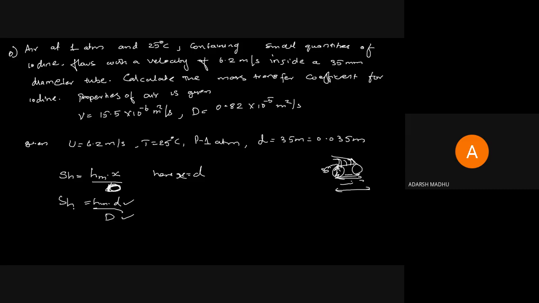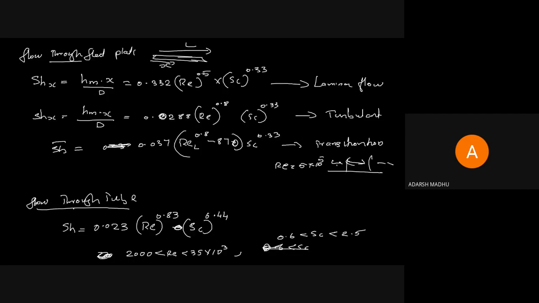For a tube flow, we know that for the Sherwood number for flow through a tube we have an equation. There are equations for flow over a flat plate and flow through a pipe; for flow inside a pipe there are two equations. So we can take this equation to find out the value of Sh.